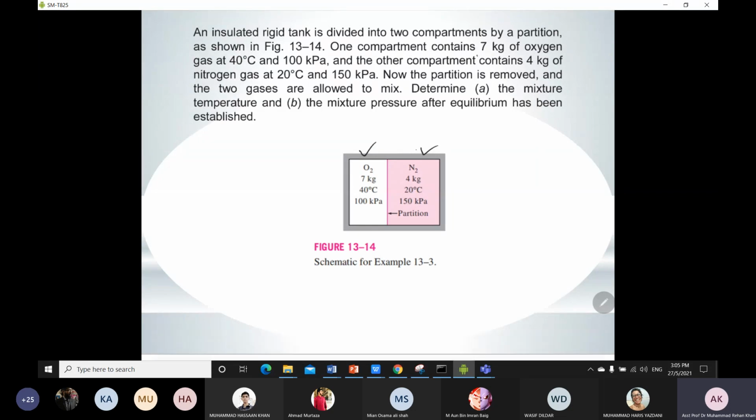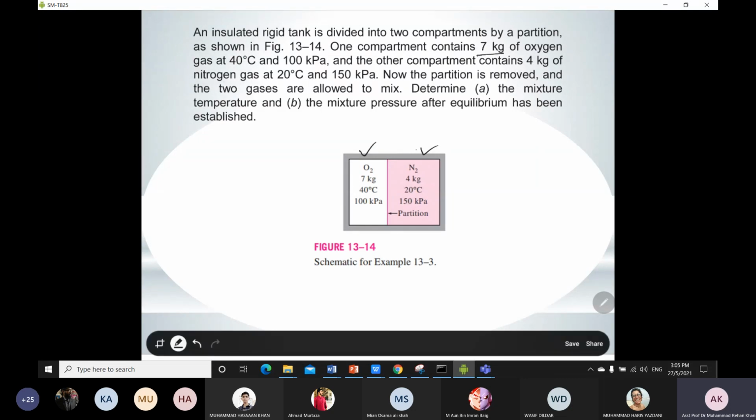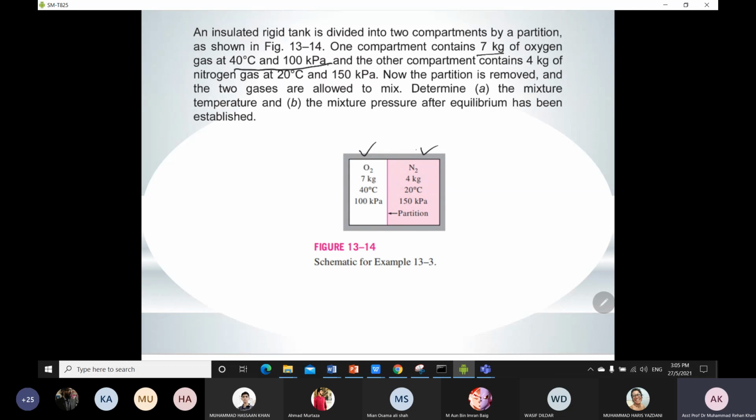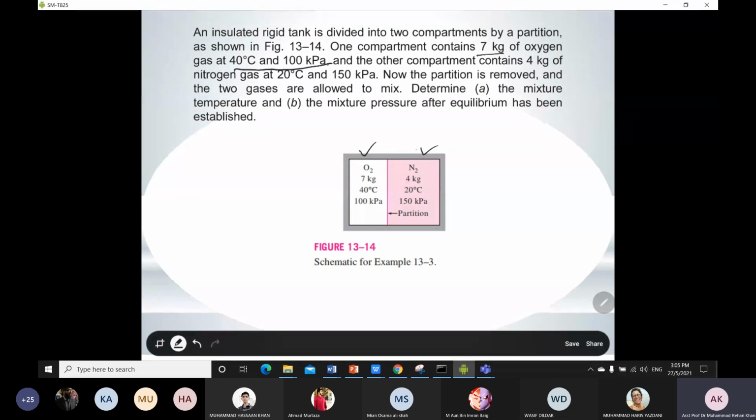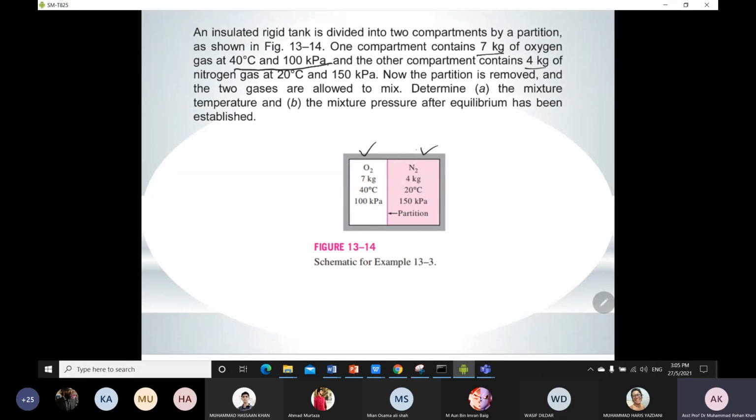The values of the masses are given: 7 kg of oxygen at 40 degrees Celsius and 100 kilopascal, which is the O2, and the other compartment contains 4 kg of nitrogen at the same temperature and pressure. Now the partition is removed and the two gases are allowed to mix. Okay, so now it has become a mixture.